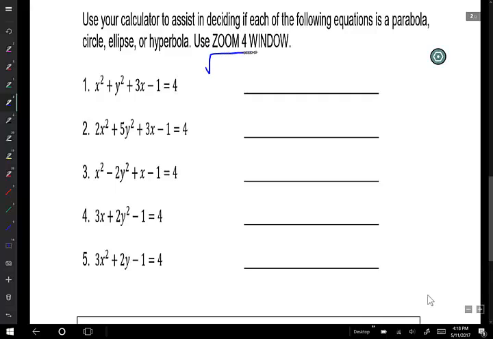You realize they have a y squared, and so we're going to have the square root of something. We have that 4 on the other side. I'm going to bring over the 1. I'm going to bring over the 3x. I'm going to bring over the x squared.